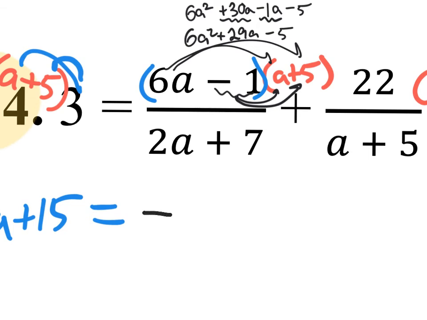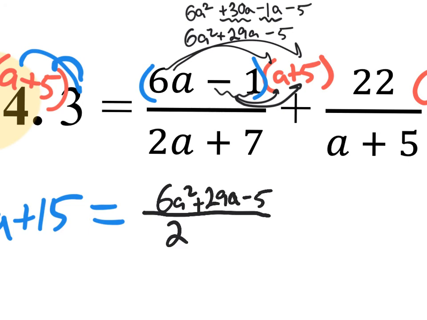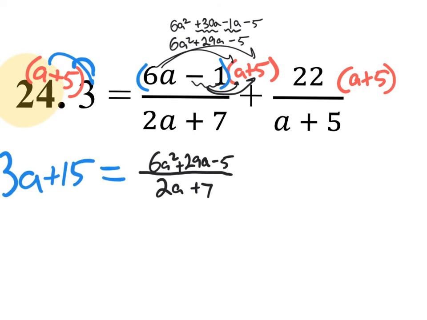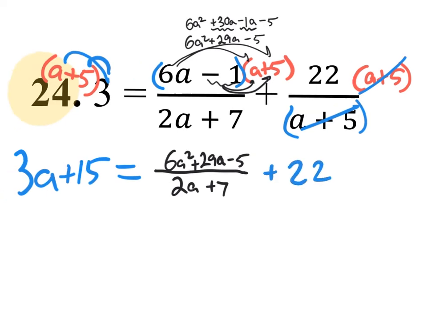Again, we have our fraction. We have 6a squared plus 29a minus 5, and it's going to be over the 2a plus 7. Moving on to the third part of our equation here. This a plus 5 and that a plus 5 completely cancel out. That's nice. So we just end up with a plus 22 right here. So let's do that. Plus 22. So here's my new equation.